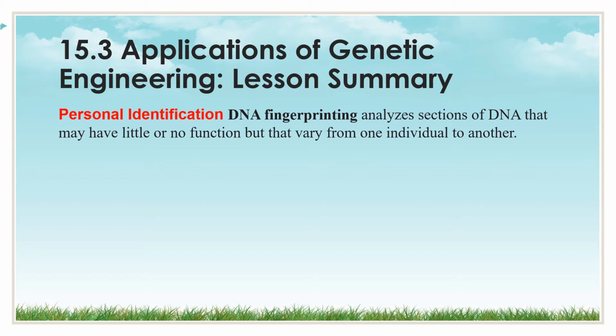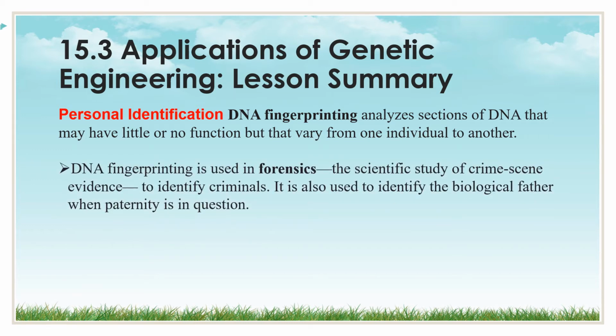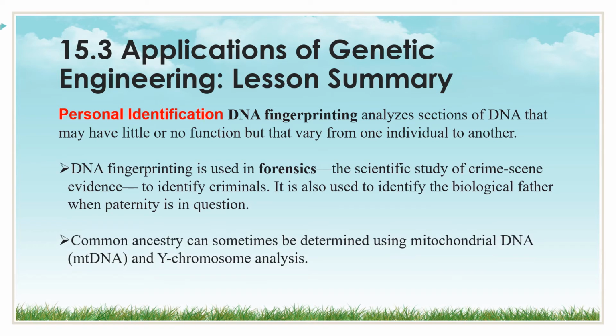In personal identification as an application of genetic engineering, DNA fingerprinting analyzes sections of DNA that may have little or no function but that vary from one individual to another. DNA fingerprinting is also used in forensics, that is the scientific study of crime scene evidence, to identify criminals. It is also used to identify the biological father when paternity is in question. Common ancestry can sometimes be determined also by using mitochondrial DNA and Y chromosome analysis.